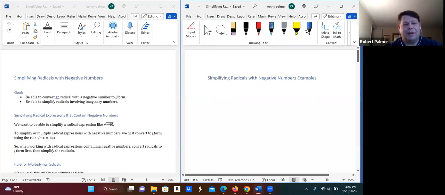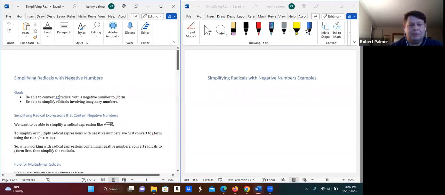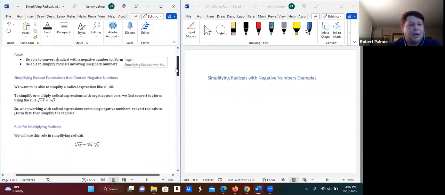Hello, welcome back. Today, we want to talk about simplifying radicals with negative numbers. So our goals are to be able to convert a radical expression with a negative number under the root to I form, and also be able to simplify radicals involving imaginary numbers. So let's take a look.